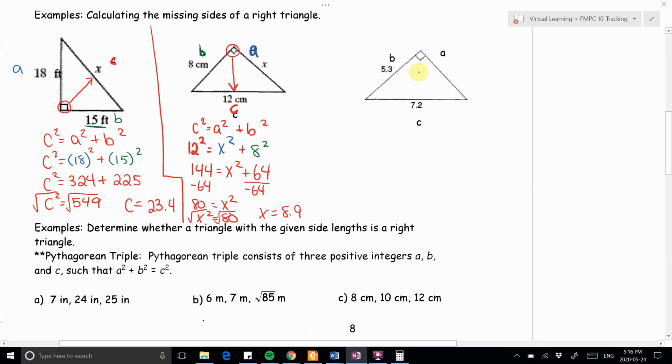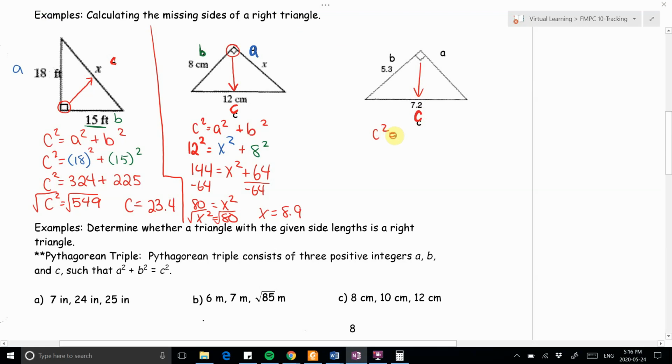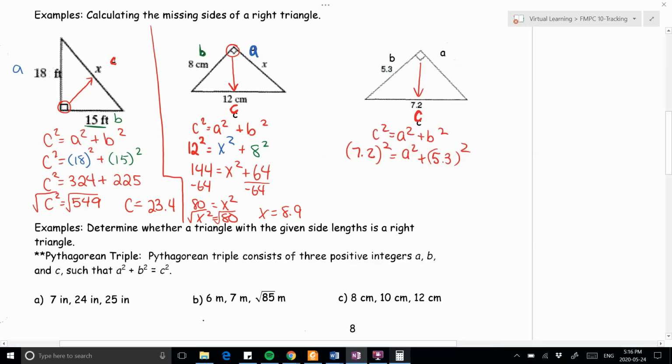So same thing here, we need to find that hypotenuse because that's the important side. And then our a and b don't matter as much. So this time, remember c squared equals a squared plus b squared. So c squared here, c is 7.2. A is a because there's no number there, so we can just use the letter. You could also use an x if you prefer having x as your variable. And now we need to solve this. So 7.2 squared, 51.84. 5.3 squared, 28.09.